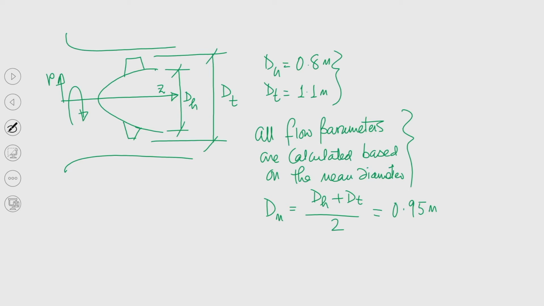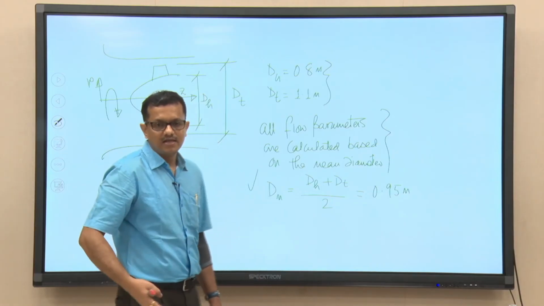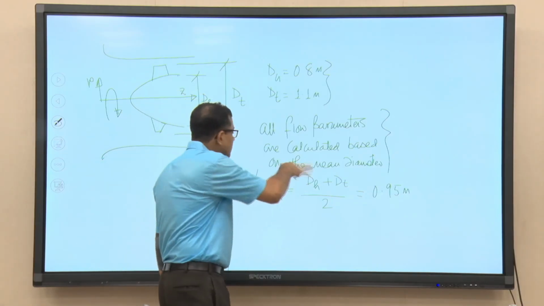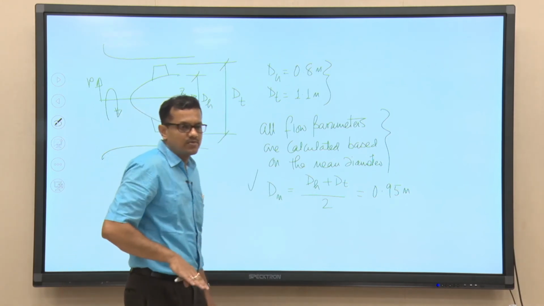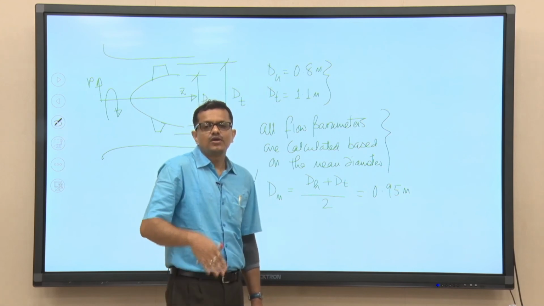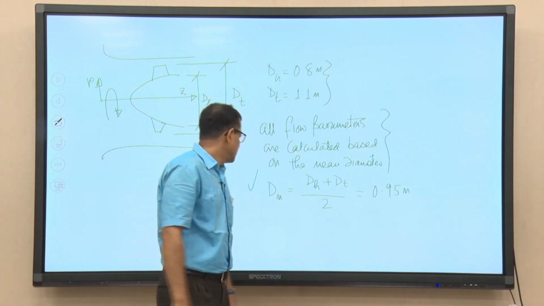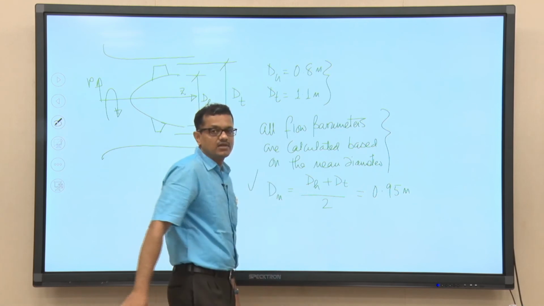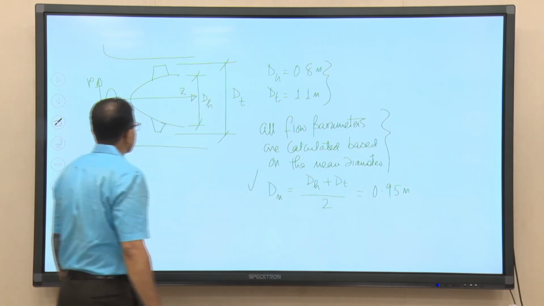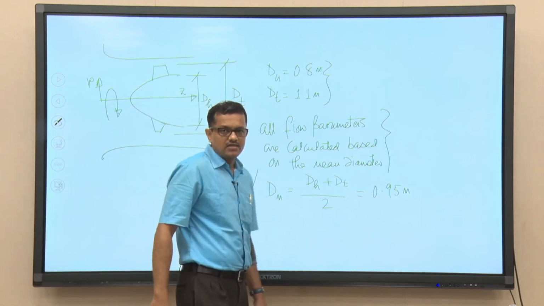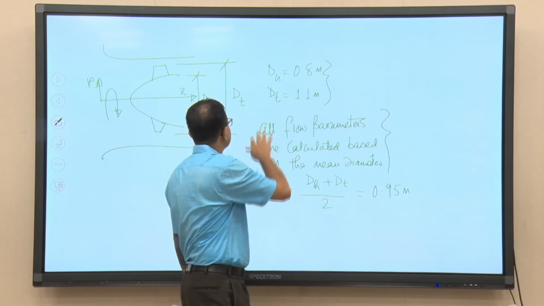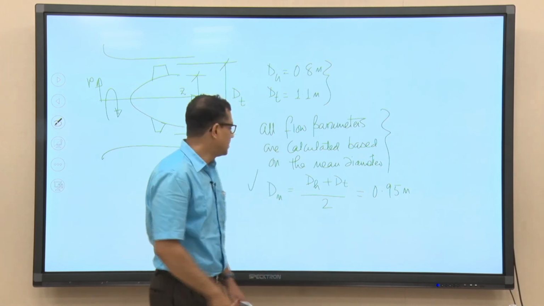So, one important aspect we have understood by this time is that before going to solve other parameters, not only for this problem but for all problems related to the axial flow pump, first we need to calculate the mean diameter of the pump impeller. So, this is the mean diameter, right. The tip diameter is given 1.1 meter, the half diameter is given 0.8 meter. So, this is the mean diameter of the pump.